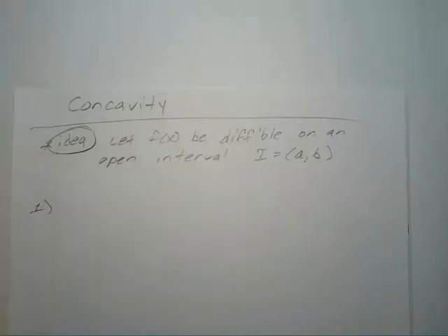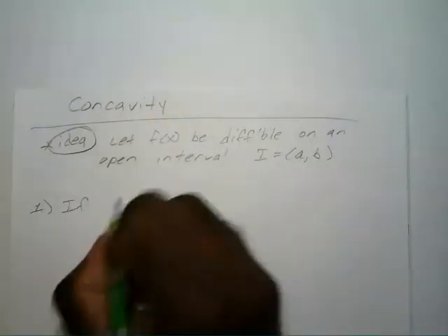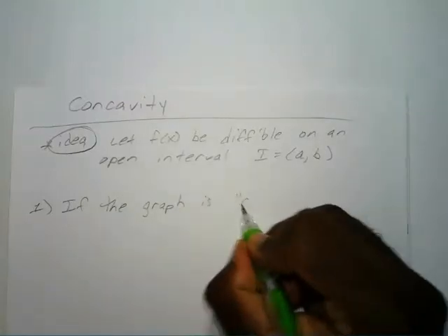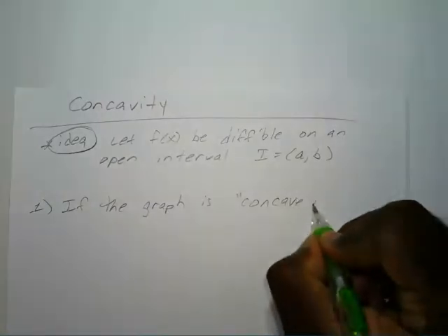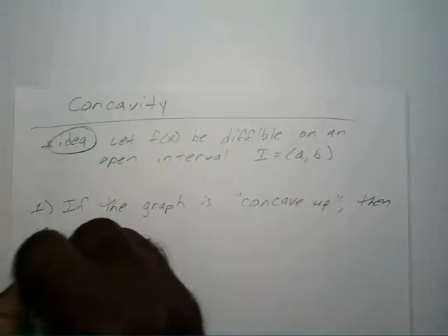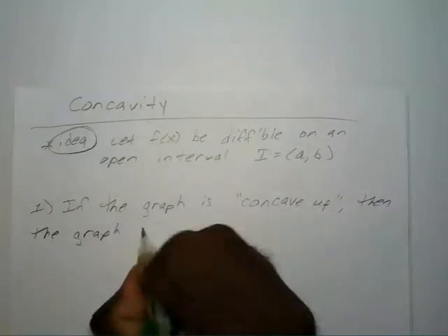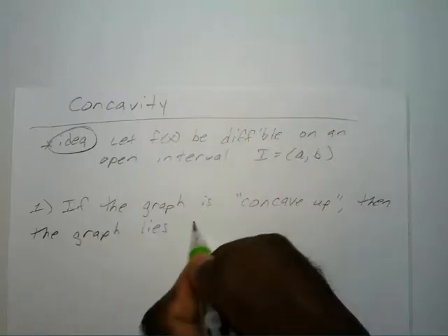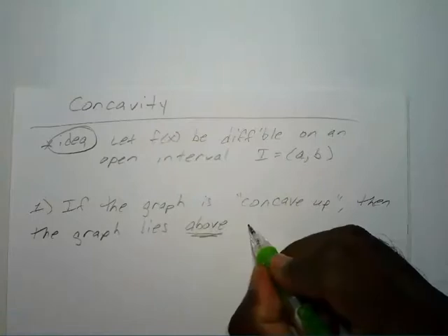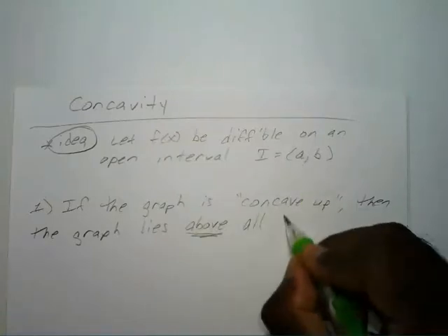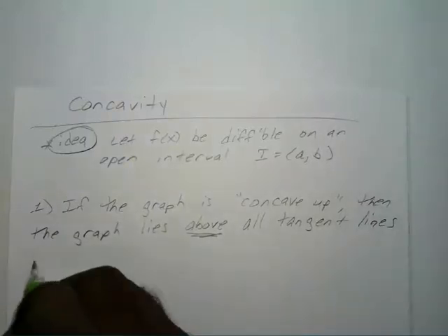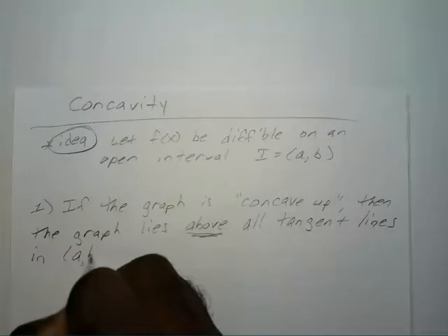First, if the graph is what we call concave up, then the graph lies above, that's the key word there, all tangent lines in that interval. All tangent lines in the interval from a to b.